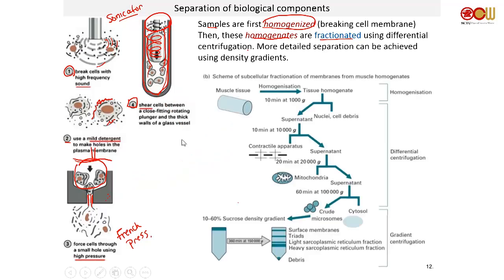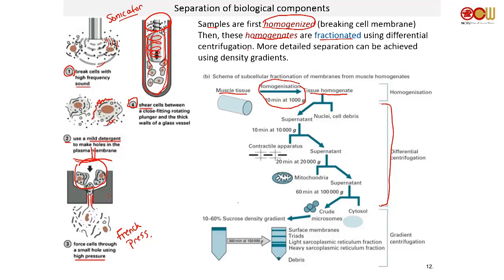Let's say you pop it open, for example, you have a muscle cell, muscle tissue. You homogenize it, you break it, and you get these tissue homogenates. Then again, you have differential centrifugation, like what we just saw in the previous slide, where you spin at different speeds that can give you different organelles or different parts of the cell.